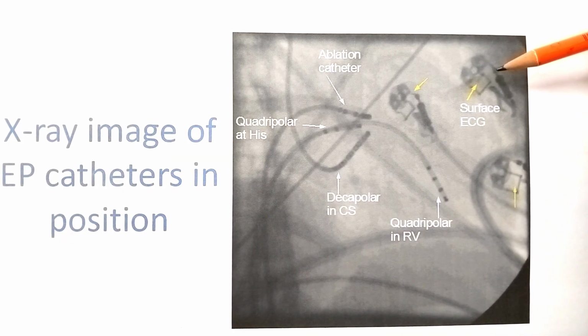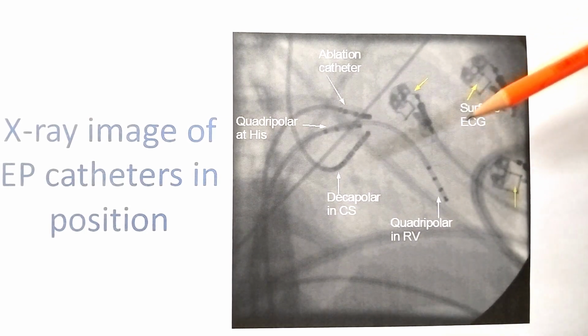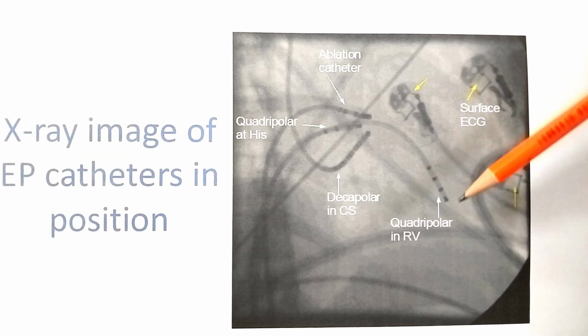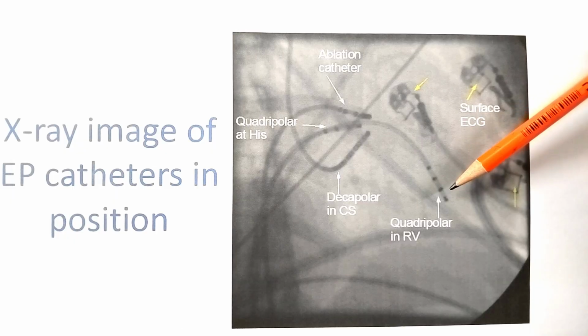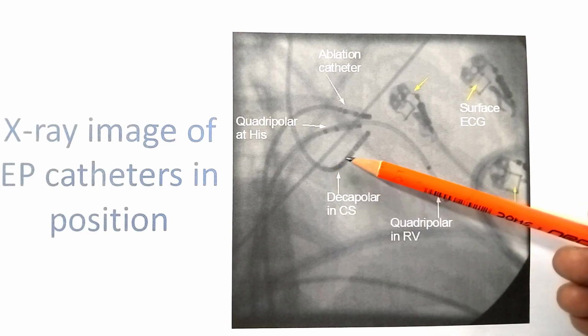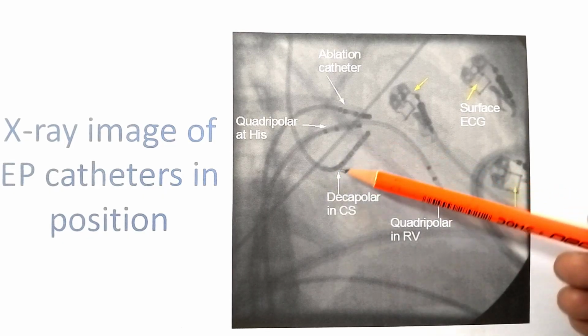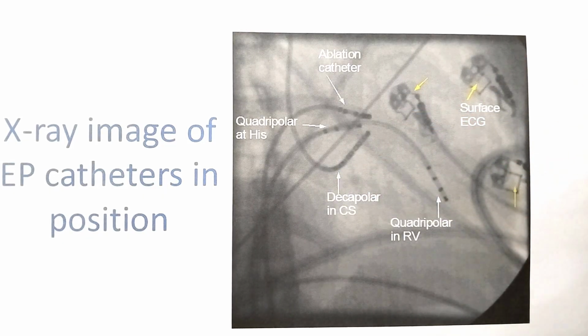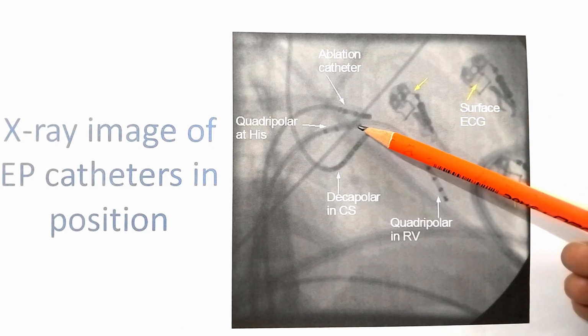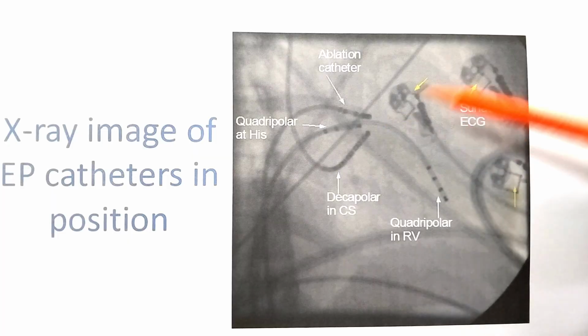Always there are surface electrodes also. These are surface ECG electrodes seen in the same image. And this is a quadripolar catheter in the right ventricle. Quadri means 4 poles you can see. And this is a decapolar catheter in the coronary sinus. You can see 10 poles, but it is not clear in this image because that's a deeper structure here. And this is another quadripolar catheter at the His bundle, 4 electrodes.